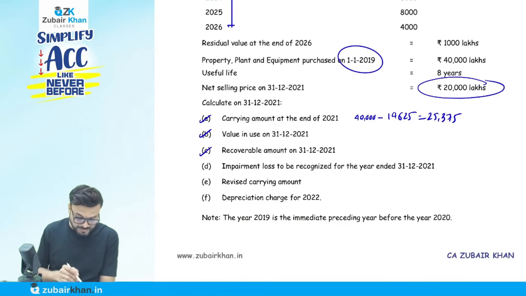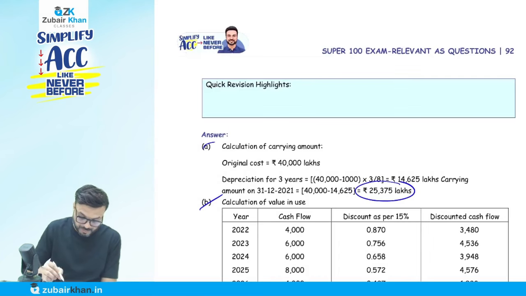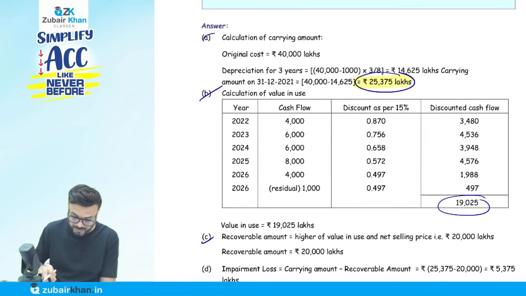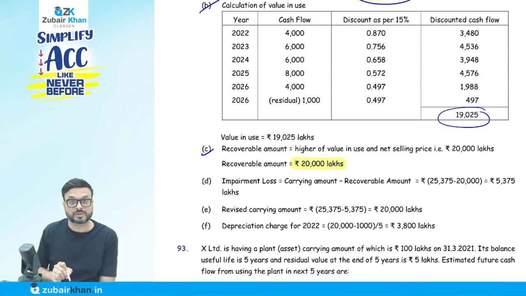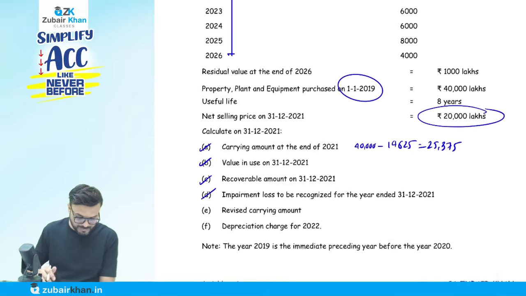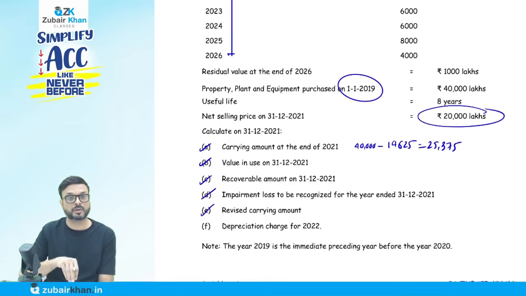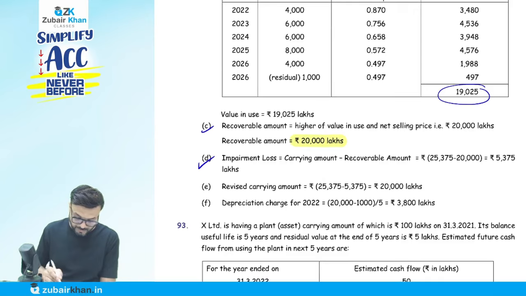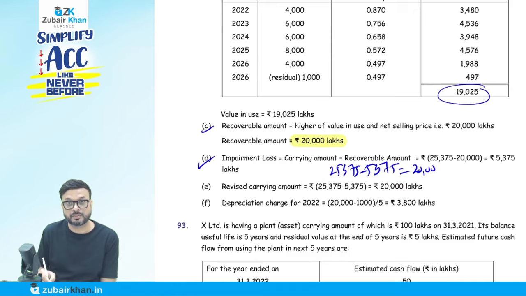Simple. Then this is the impairment loss: carrying amount minus recoverable amount. The carrying amount is 25,375. Recoverable amount is 20,000. So the difference is 5,375. That is the impairment loss. Then they ask for the revised carrying amount, since we also recognize the impairment. So we recorded 25,375 book value minus the impairment loss for the current year, 5,375. So my new value of the asset is 20,000.